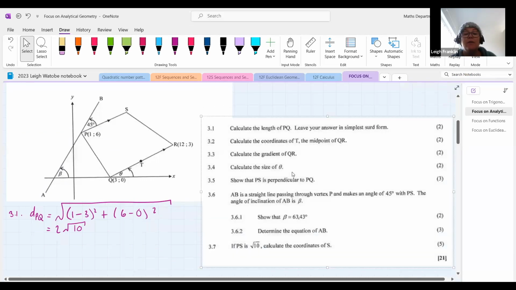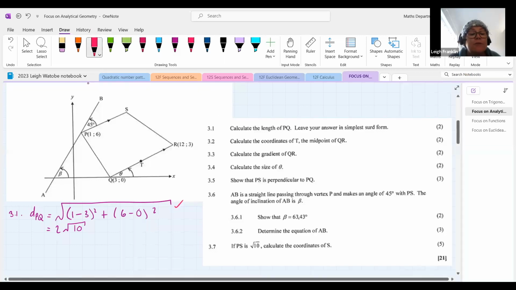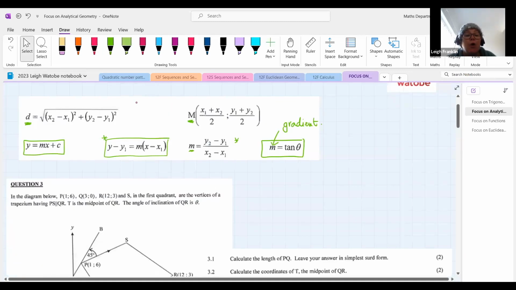Let's move that down a little bit, then we can see the questions and our diagram. Okay, so there would be a mark for subbing in, and then a mark on the answer. That's why it's out of 2.